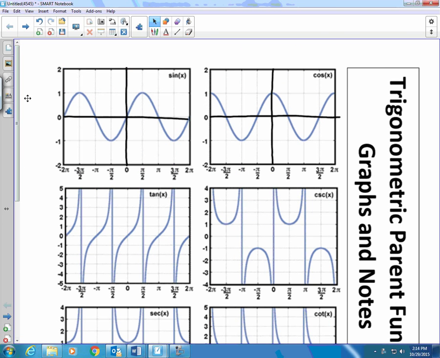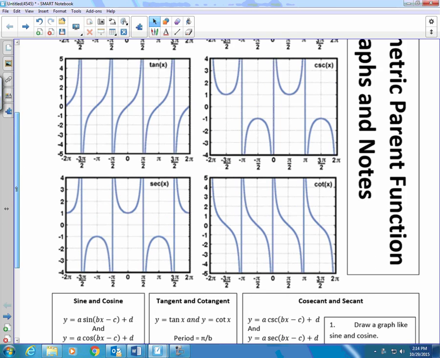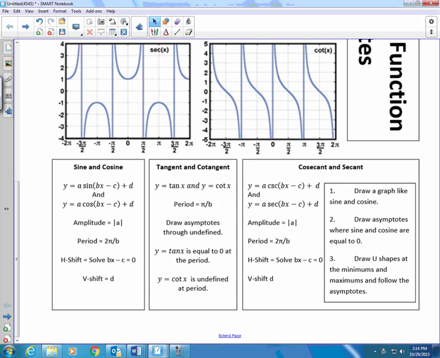All right, so here we go. These are our parent functions, and we are going to apply these transformations. Do you remember from the previous stage? We have 4 transformations that are taking shape. Yes, the vertical shift is what you will do first. What after that? Amplitude, period, and horizontal shift.